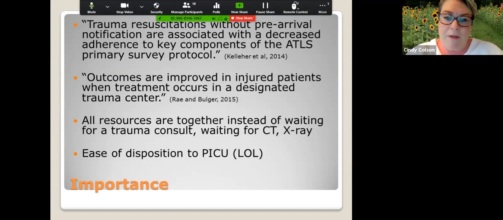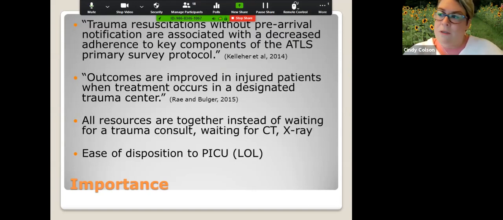We also know that outcomes are improved in injured patients when they are seen at a pediatric trauma center. I don't think that's a surprise to anybody on the phone, but we just do a better job because we are a level one trauma center and we're a great team.